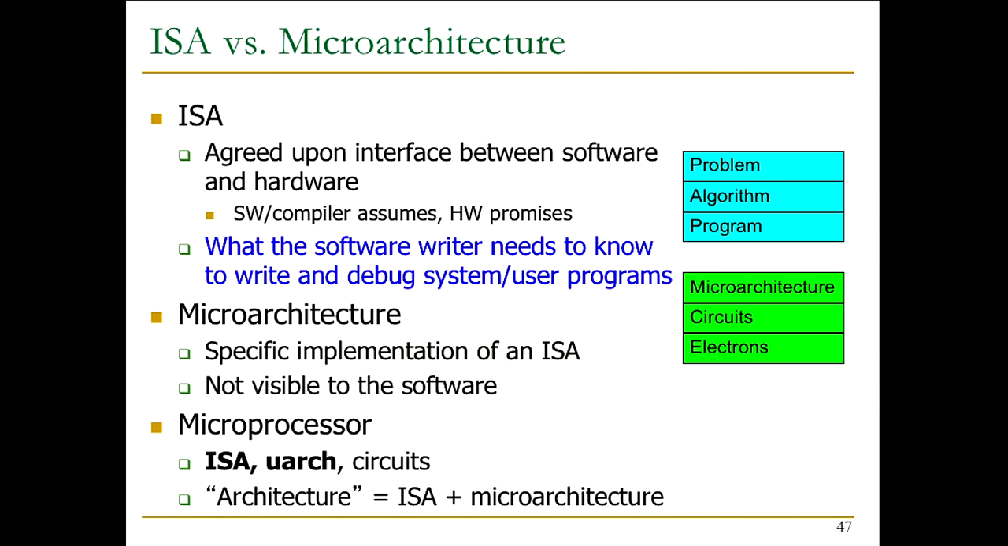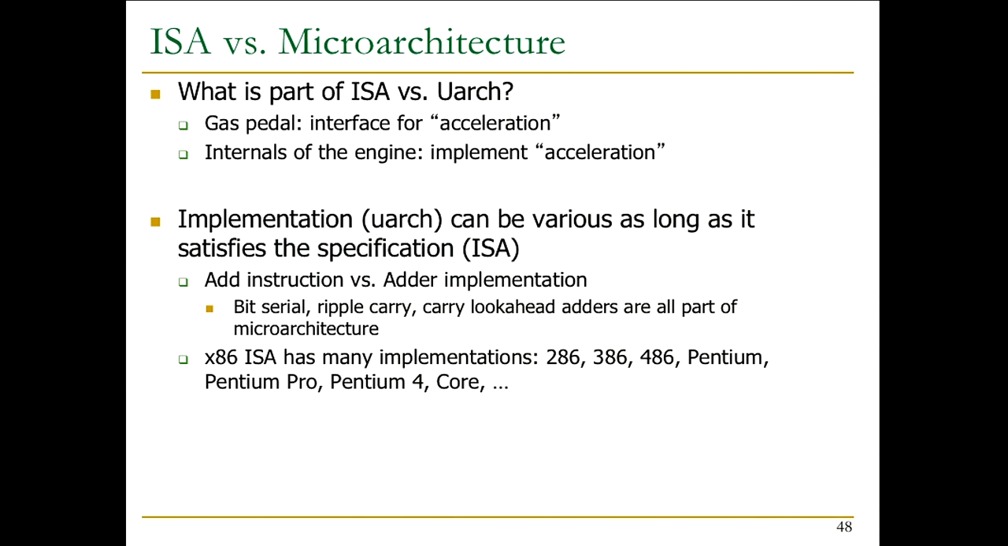So microarchitecture, on the other hand, is a specific implementation of an ISA. It's not visible to the software. So for the x86 ISA, you can have 1 million different implementations that are all different from each other. Because they're not exposed to the programmer, you can do anything underneath. And a microprocessor is basically ISA, microarchitecture, and circuits, all of them at the same time. And sometimes people use architecture as ISA plus microarchitecture. This is the definition that we use, not the traditional definition. Okay. So what is part of ISA versus microarchitecture?